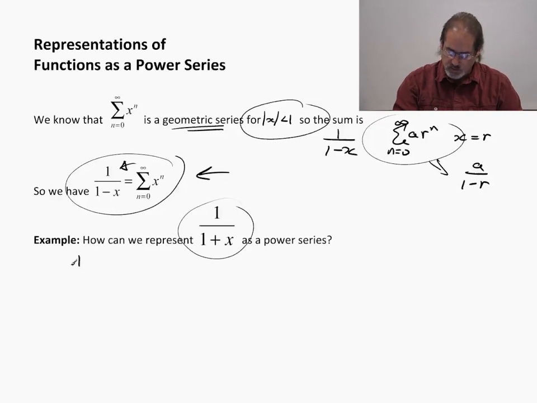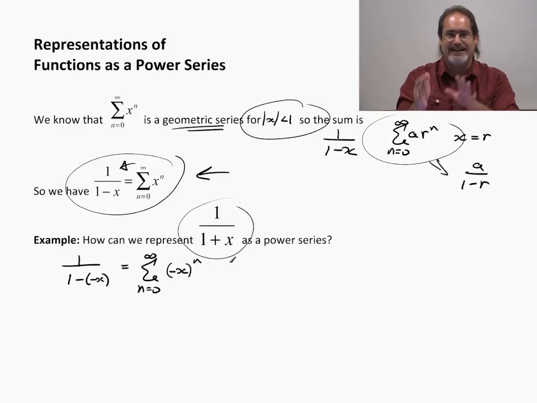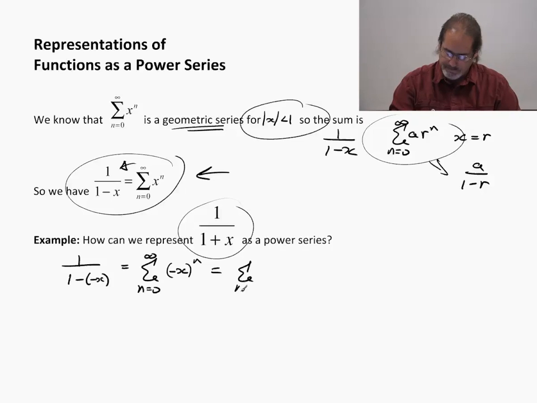Well, what if I write this as 1 over 1 minus a negative x? That's 1 plus x, right, in the denominator? Well, that will be equal to this sum, n equals 0 to infinity. Remember, I need the absolute value of x to be less than 1. So that means I can put a negative x in there. This would be a negative x raised to the n. That's all I did. I substituted negative x in for x, which of course I could rewrite as the sum n equals 0 to infinity of negative 1 to the n times x to the n.